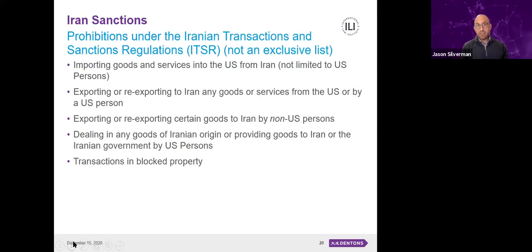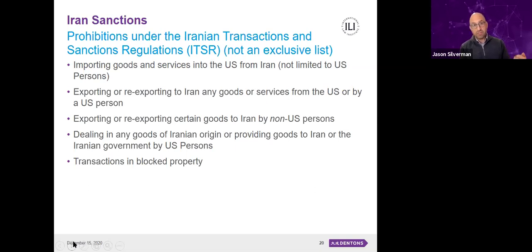So I thought I would give you an overview of some of the prohibitions under the ITSR, the Iranian Transactions and Sanctions Regulations. This isn't an exhaustive list, but it covers the prohibitions that are most commonly encountered in our practice and in the experience of many of our clients. One, importing goods and services into the United States from Iran. This is actually not limited to U.S. persons on its face, although by implication, if you're in the United States, you are a U.S. person, but there can certainly be instances where somebody is causing something to be imported into the United States.